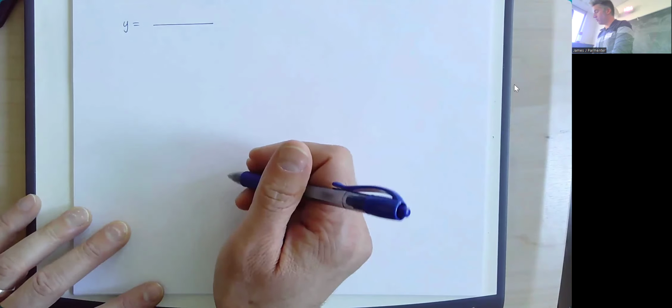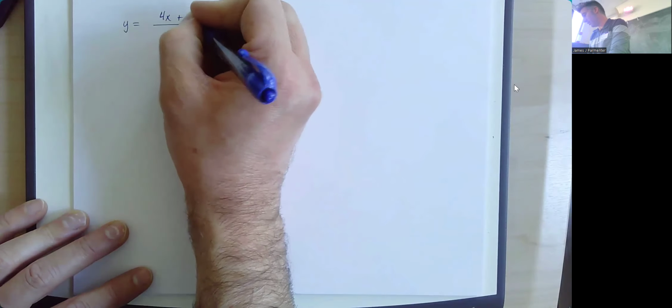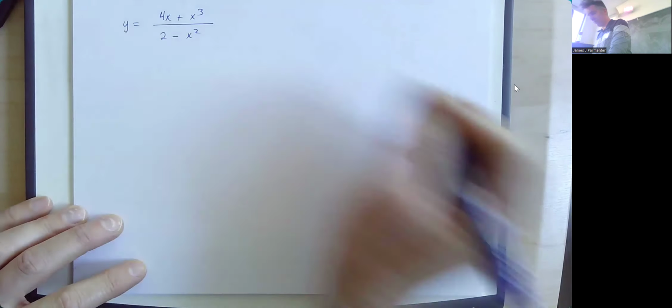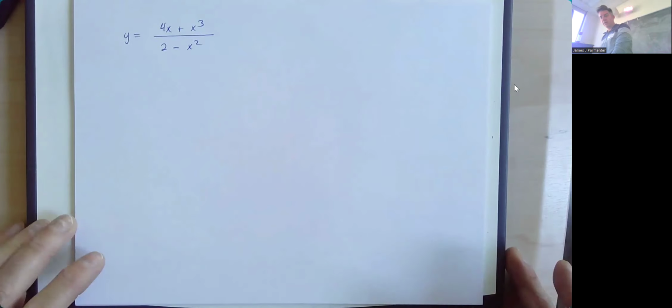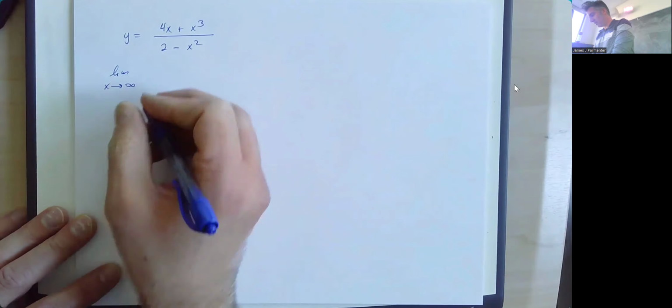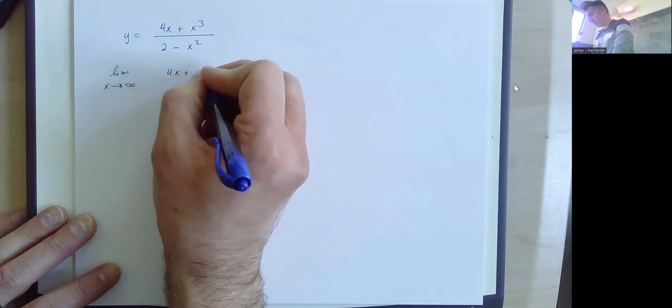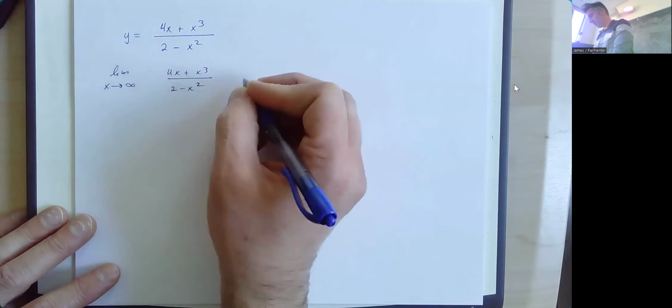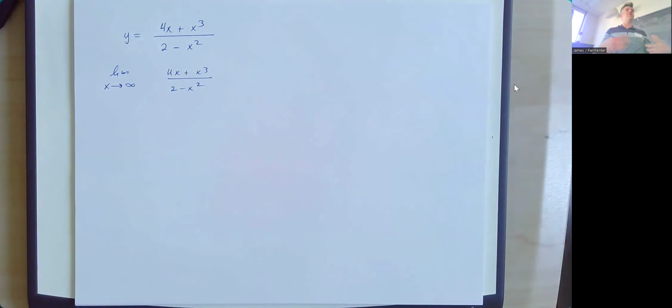If I was looking at something like y equal to, what have I got here? Sorry, 4x plus x cubed over 2 minus x squared. Looks kind of funky. But if I took the limit as x goes to infinity of 4x plus x cubed over 2 minus x squared, I'm going to do it the other way. I'm going to factor out this time just to change it up. But again, whichever way you like to do it.